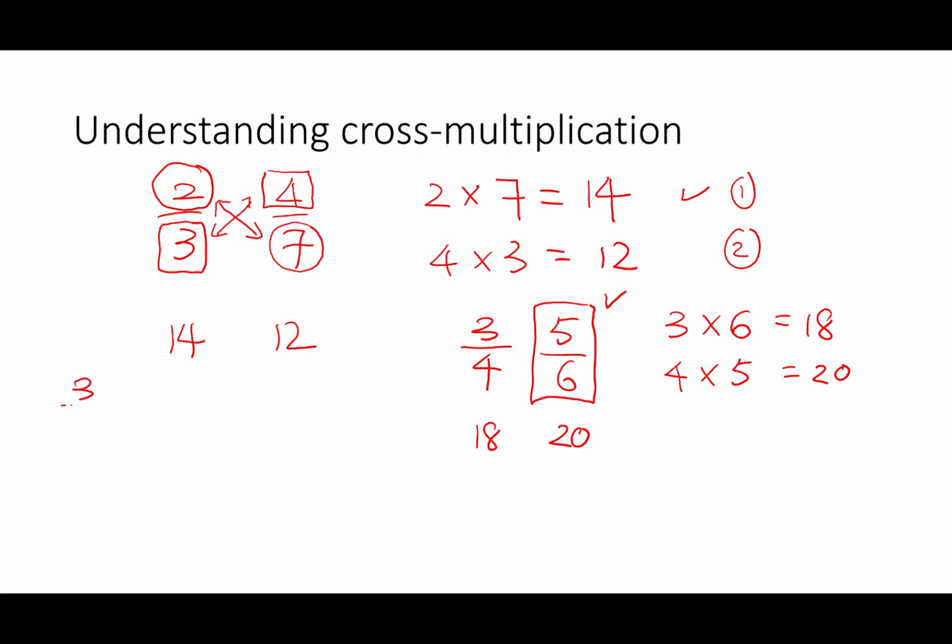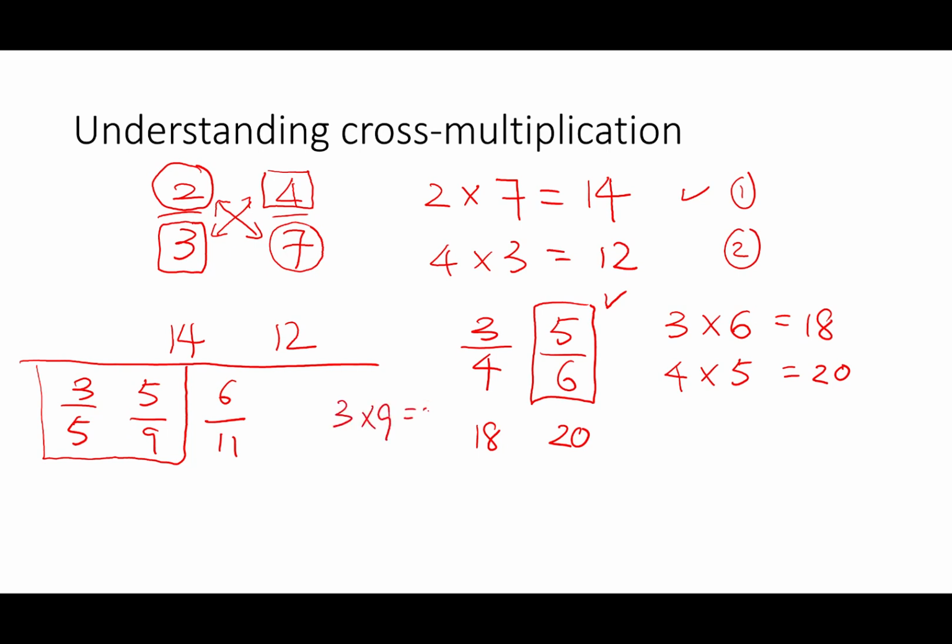What happens if you have 3 over 5, 5 over 9 and 6 over 11, and you want to compare three fractions? You have to work with two fractions at a time. So in this case, let's look at 3 over 5 and 5 over 9 first to see which one is larger. If you do that, you'll find that 3 times 9 is 27, and 5 times 5 is 25. So 27, 25. So 3 over 5 is larger compared to 5 over 9.